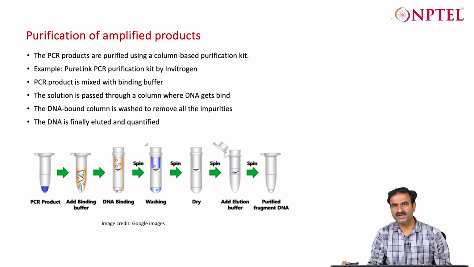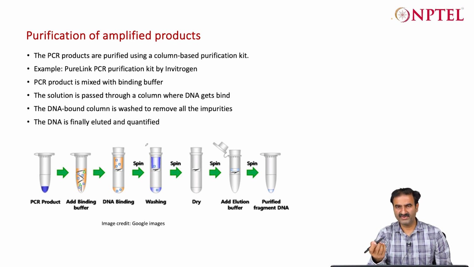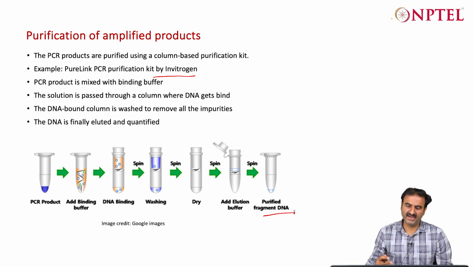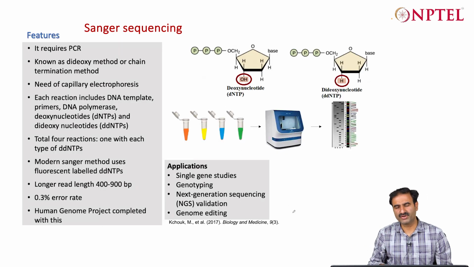Then basically the amplicon that you have got, you have to purify that, using one of the many purification kits available, and one that is commonly used is by Invitrogen. The purified DNA that you have got is then taken further for Sanger sequencing, or Illumina, or long read, short read sequencing.